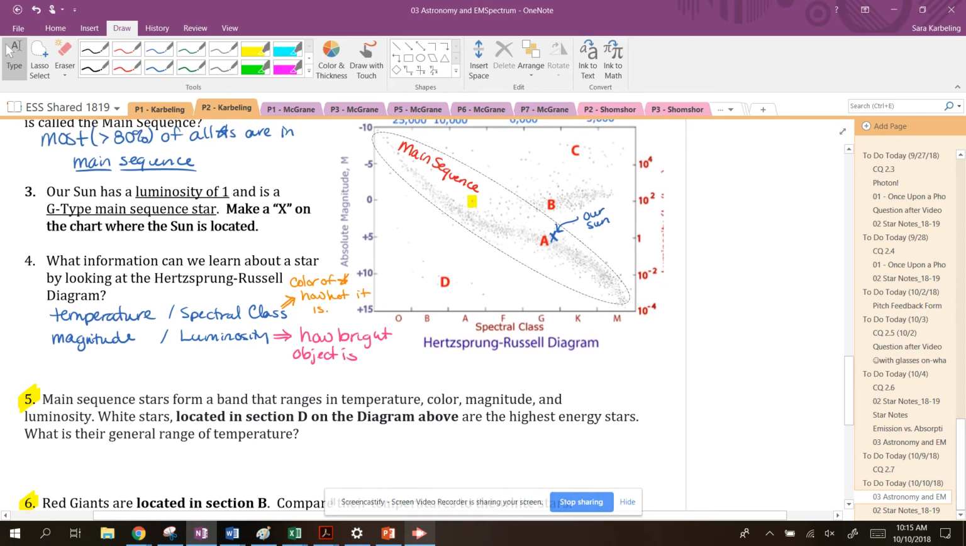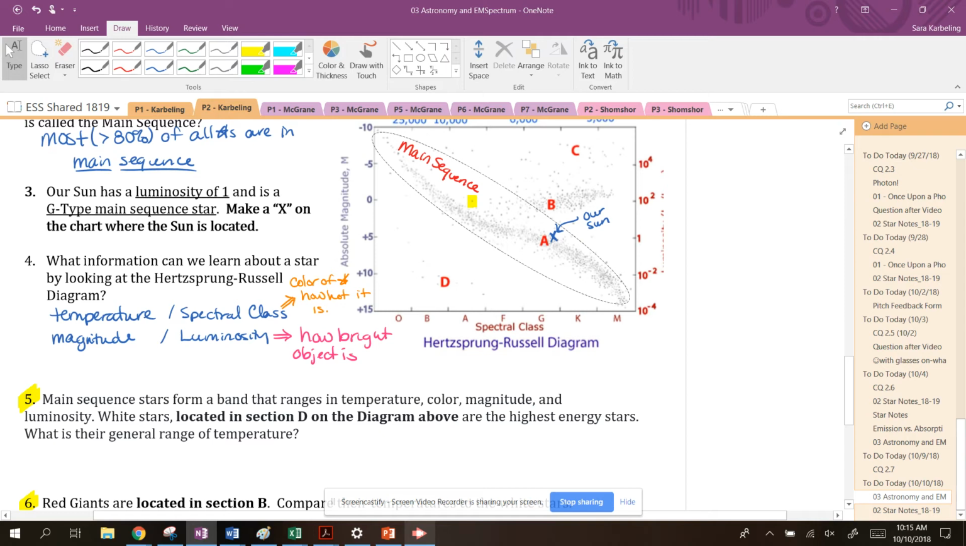Range in temperature, color, magnitude, and luminosity. White stars. So let's first of all make sure we agree with that because we want to read stuff, right? Main sequence. They range in temperature. They range in spectral class. They range in everything because they go from the top left to the bottom right. They go over this whole area.